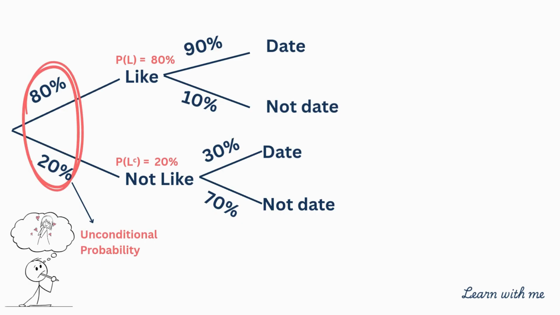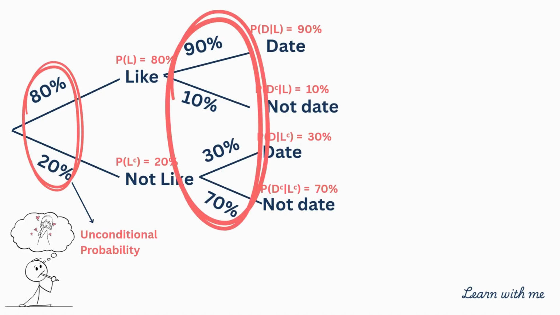Now, the probability of date is different. The 90% here is not just the probability of date by itself. It's the probability of date given that she likes him, written as P of D given L, equal to 90%. Likewise, P of not date given L is 10%. Similarly, if she does not like him, the probability of date is 30%, so P of D given not L equals 30%, and the probability of not date given not L is 70%. Because all of these depend on whether like or not like happens, we call them conditional probabilities.